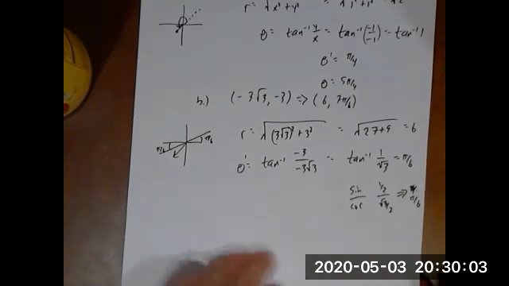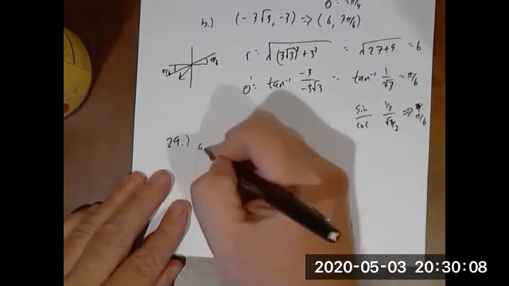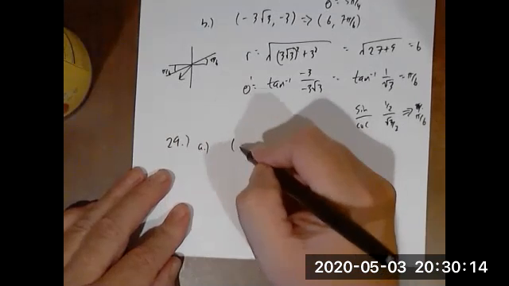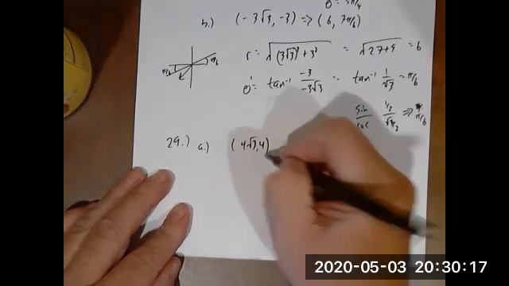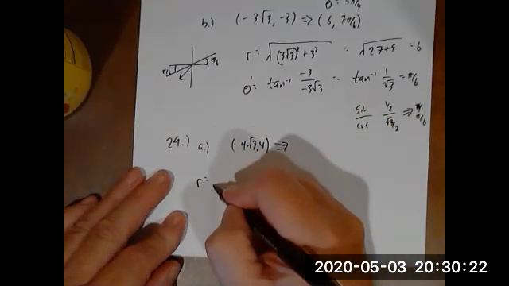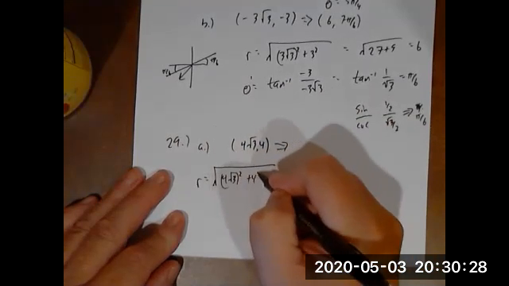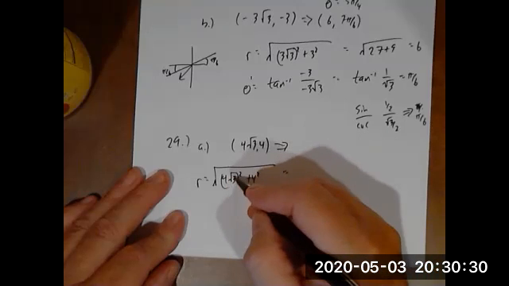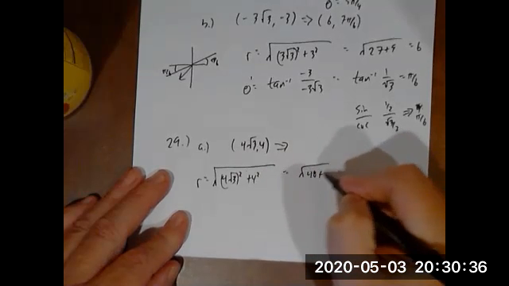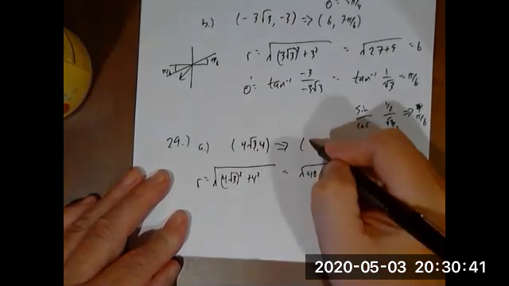And the last one, 29. X and y, 4 square root of 3, 4. So what is that as a polar coordinate? The r is always the easy part. 4 square root of 3 squared plus 4 squared. This is 16 times 3, which is 48, plus 16. It's actually 64. So the r is 8.